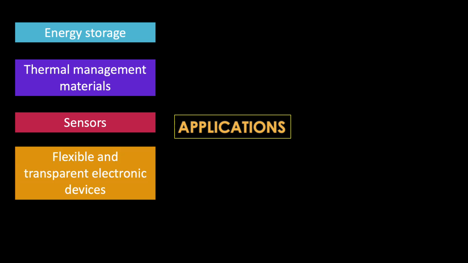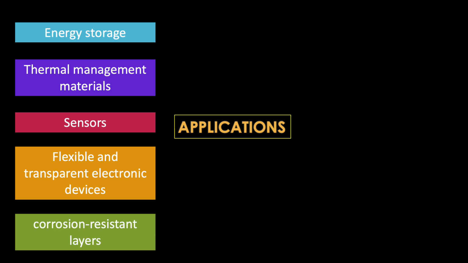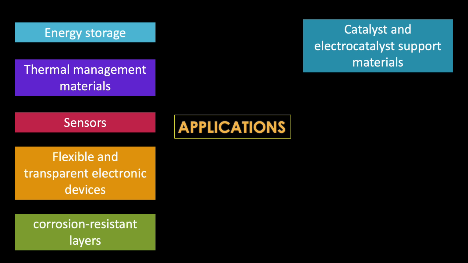Its high electrical conductivity, combined with optical transparency, allows it to be used in flexible circuits, transparent electrodes, and wearable electronics, where conventional rigid materials are unsuitable. In addition, graphene is explored as a corrosion-resistant layer. When used as a coating or composite component, graphene can act as a protective barrier that shields metals from environmental degradation and corrosion. Graphene is further employed as a catalyst and electrocatalyst support material.